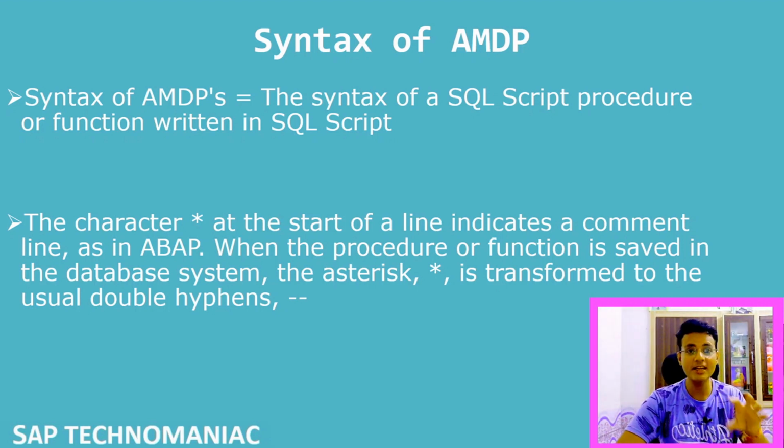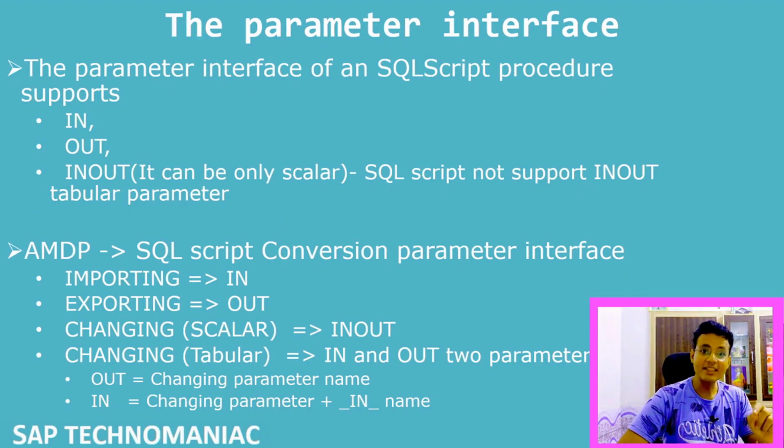If you go and see, then you will see there is no asterisk sign, that got replaced by double hyphen. The last thing, the parameter interface. As I told you, in the SQL script procedures, we have the in, out, and in-out parameter.